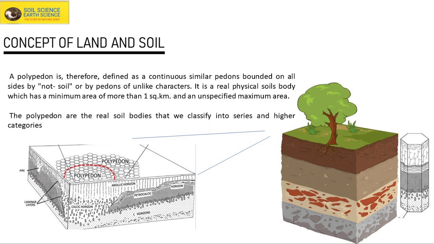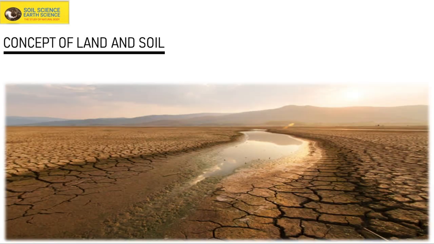The polypedons are the real soil bodies that we classify into series and higher categories. In this landscape image, we can see a polypedon consisting of similar kinds of pedons over a large area.